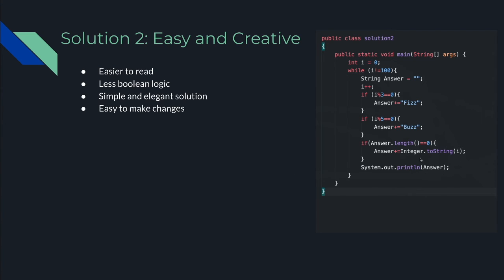This is a lot easier to make changes to because I only need to replace the 3 and 5 in 2 areas. After that, there is very little Boolean logic because the if statements don't have any other else if or else statements. It's just if statements. It's also a lot easier to look at because it has fewer lines of code.